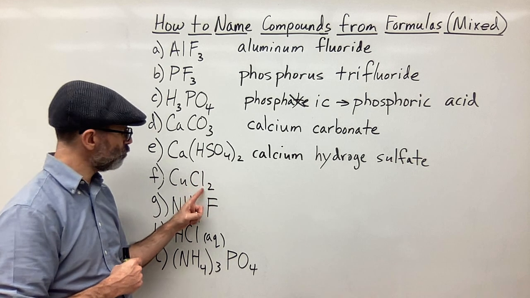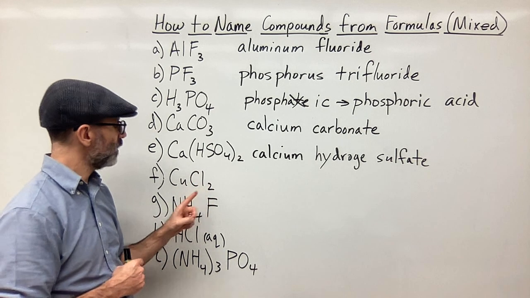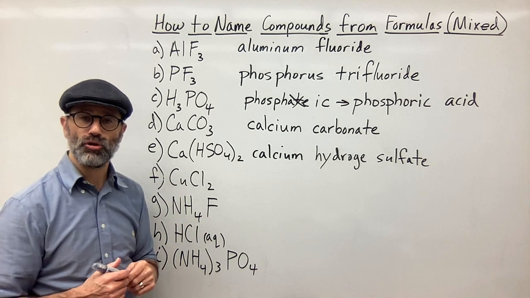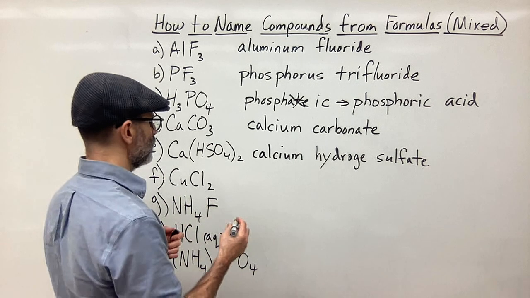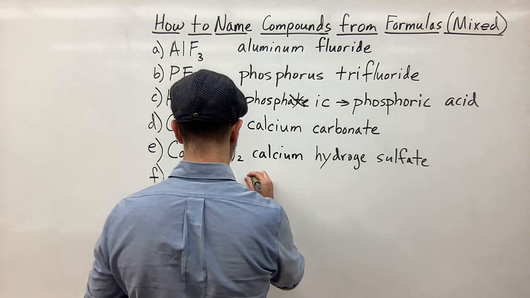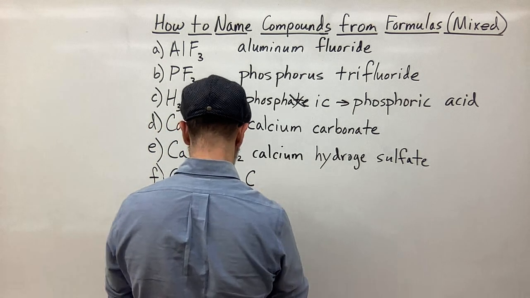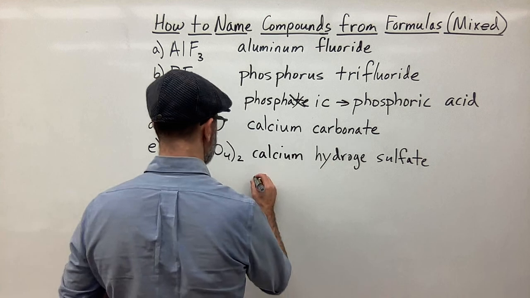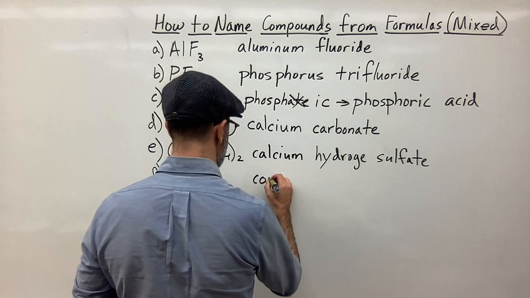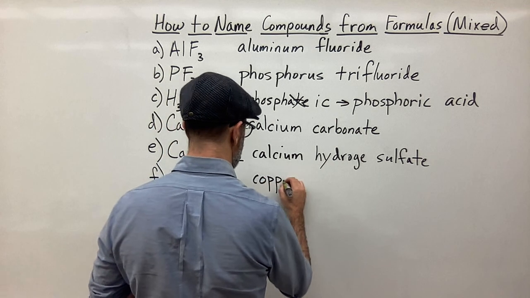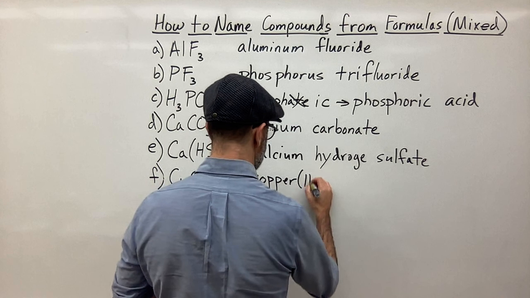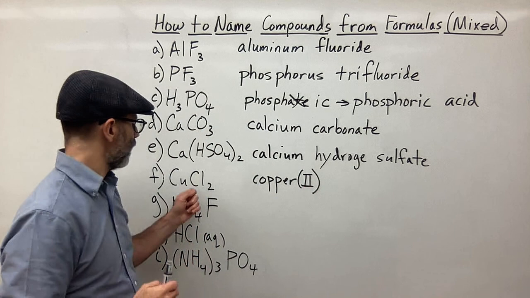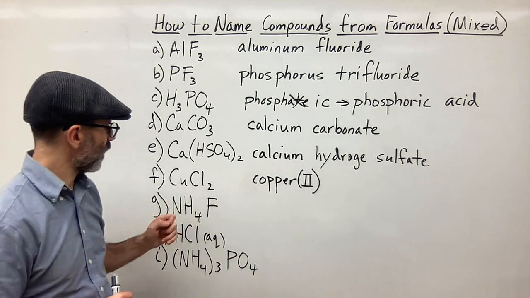So we got 2 negative chloride ions balancing out the copper, so that means copper has to be a 2 plus charge. So that's going to be Roman numeral 2. So that's going to be copper. Let's go ahead and put that down as copper with a 2 Roman numeral. And then that's the first part of the name of this compound.